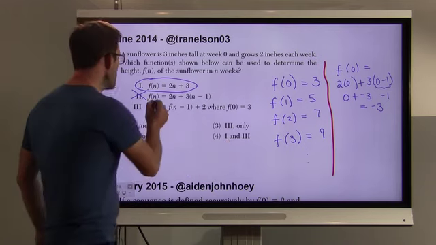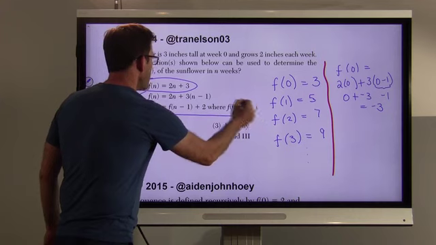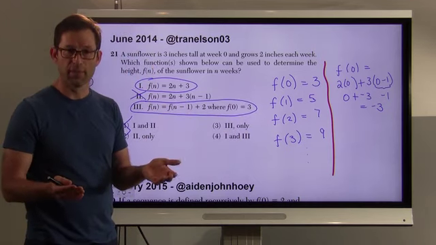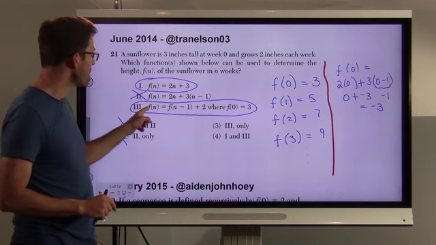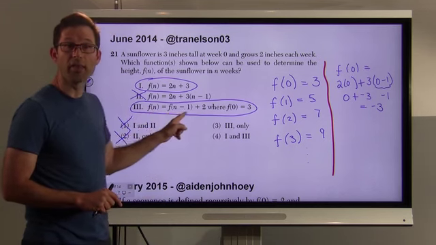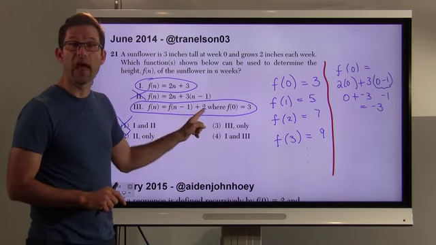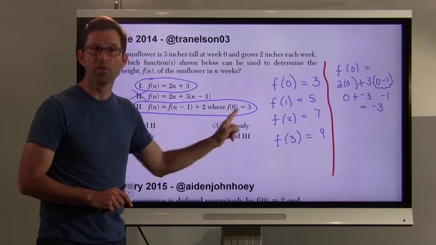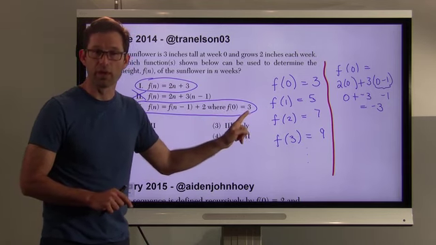But just for a minute, take a look at this one, right? Again, this gets back into the idea of defining something recursively. And what this one says is to figure out the height at n weeks, we would take the height at n minus 1 weeks, and we would add 2 to it. And that's exactly what's going on. Also with this thrown in, f of 0 is 3, right?